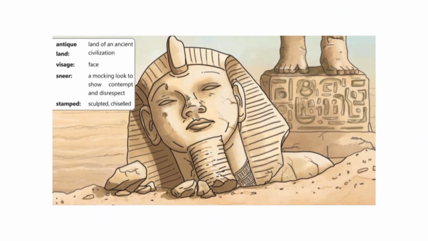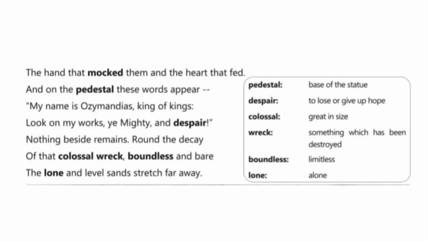Now let's have the explanation of the remaining sestet. That means the remaining 6 lines of the poem. And on the pedestal these words appear. My name is Ozymandias, King of Kings. Look upon my works, ye Mighty, and despair! Nothing beside remains. Round the decay of that colossal wreck, boundless and bare, the lone and level sands stretch far away.